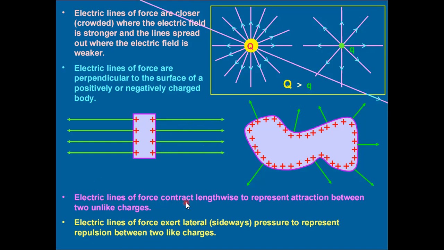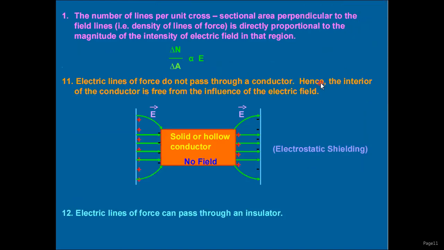Electric lines of force contract lengthwise to represent attraction between two unlike charges. Similarly, electric lines of force exert lateral sideways pressure to represent repulsion between two like charges. You must know like charges repel each other. This is why the same happens in the case of electric lines of force. The number of lines per unit cross-sectional area perpendicular to the field lines, that is the density of the lines of force, is directly proportional to the magnitude of the intensity of the electric field in that region. That means the number of lines per unit cross-sectional area is proportional to the electric field.